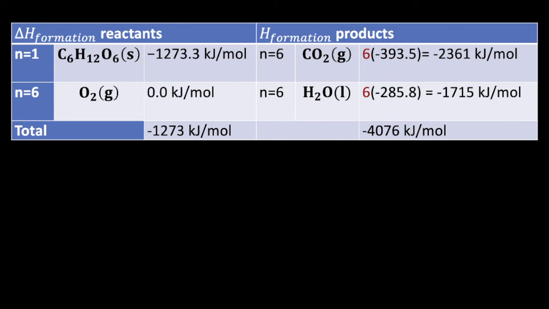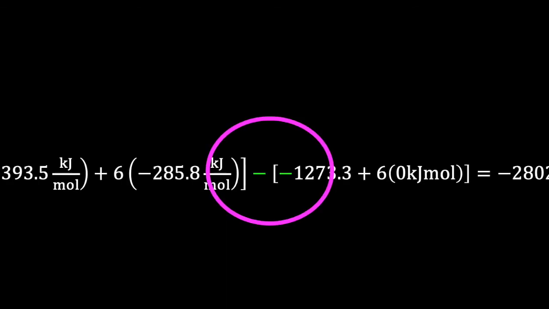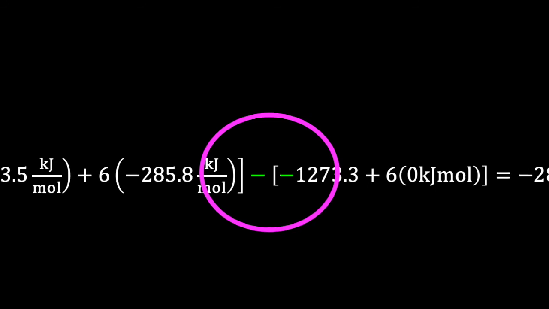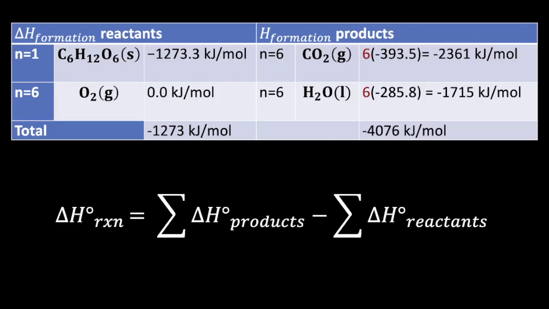Now, this sometimes looks like it takes a little bit of extra work, but it may help minimize some of the mistakes. One of the mistakes I see most often is people forget to distribute that minus sign that's between the products and reactants. And if you put things in a table, you're less likely to make that mistake.